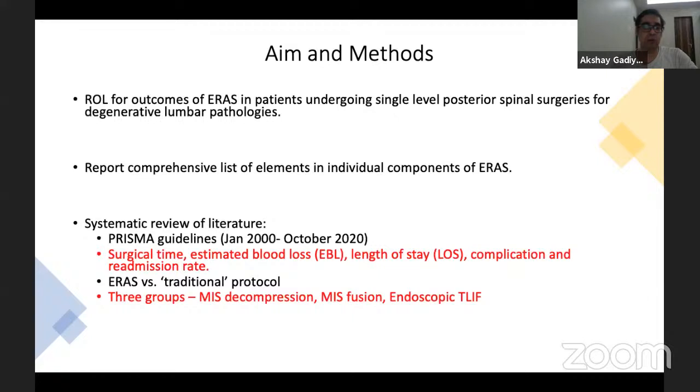We compared traditional protocols with ERAS, and for the convenience of description, we divided patients into 3 procedures. First was MIS decompression, second was MIS fusion, either in the form of TLIF or PLIF or posterolateral fusion, and third group was endoscopic TLIF.